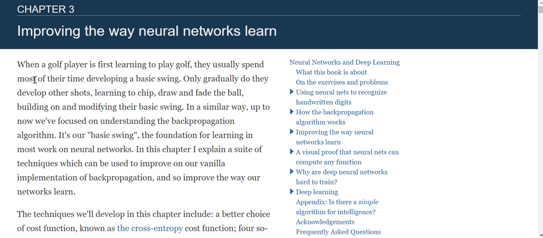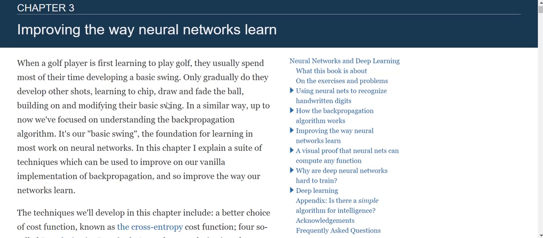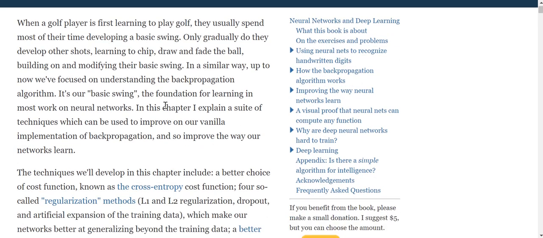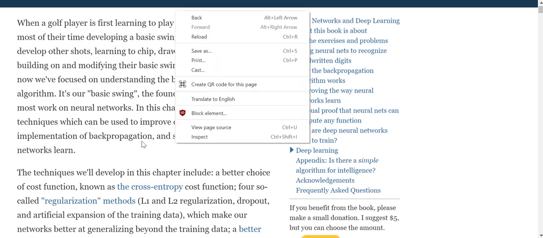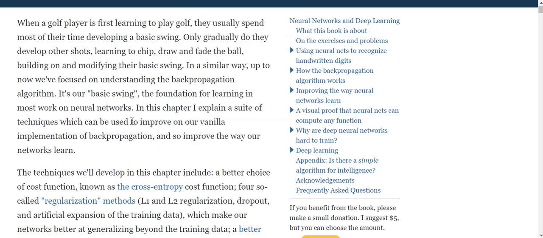Okay, so when a golf player is first learning to play golf, they usually spend most of their time developing a basic swing. Only gradually do they develop other shots, learning to chip, draw, and fade the ball, building on and modifying their basic swing. In a similar way, up to now, we've focused on understanding the backpropagation algorithm. It's our basic swing, the foundation for learning in most work on neural networks. In this chapter, I explain a suite of techniques which can be used to improve on our vanilla implementation of backpropagation and so improve the way our networks learn.